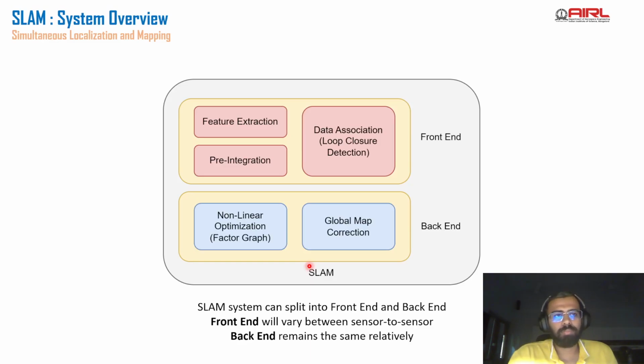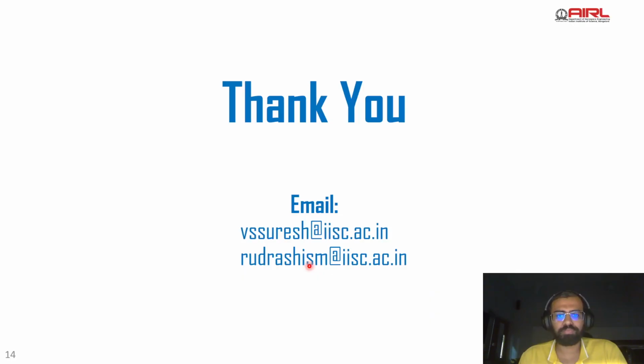Great. So just to recap, we have this backend and front end. We do feature extraction, we do pre-integration, also loop closure detection or data association, whatever you want to call it, in the front end. In the backend, you will do this map correction and that nonlinear optimization we talked about.